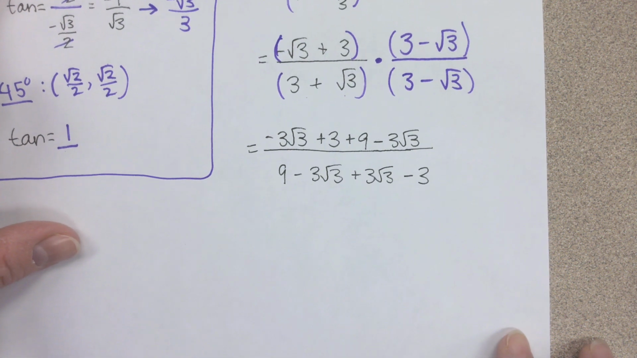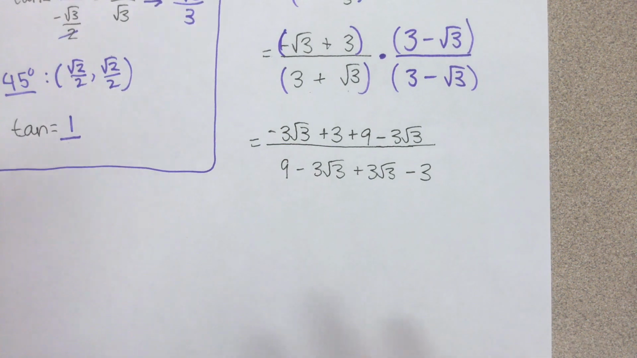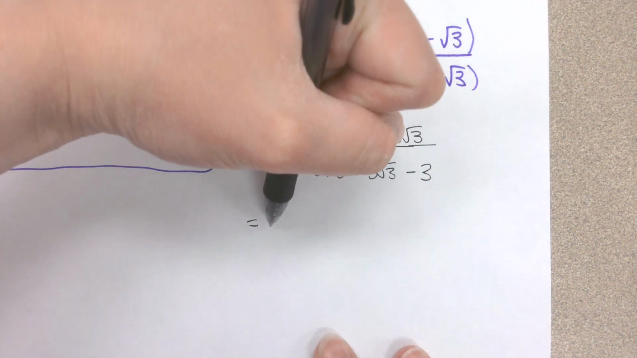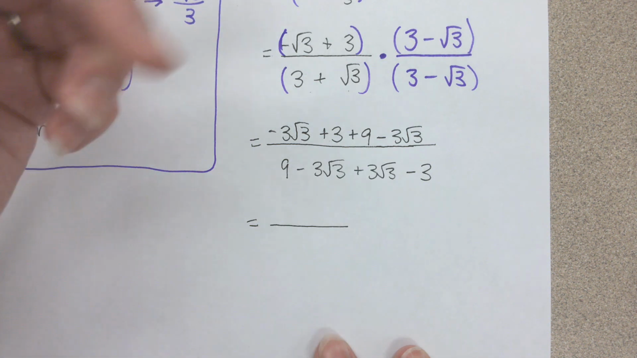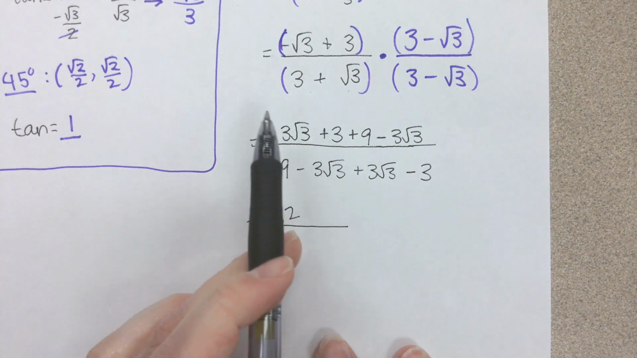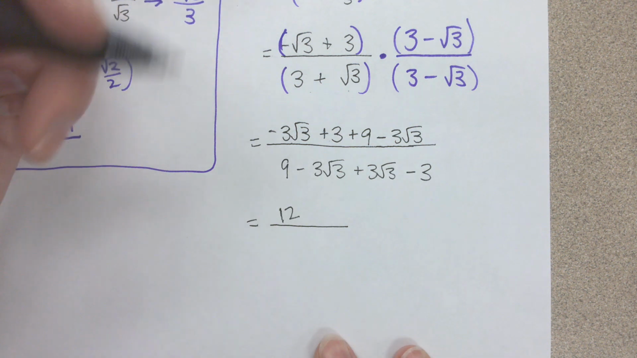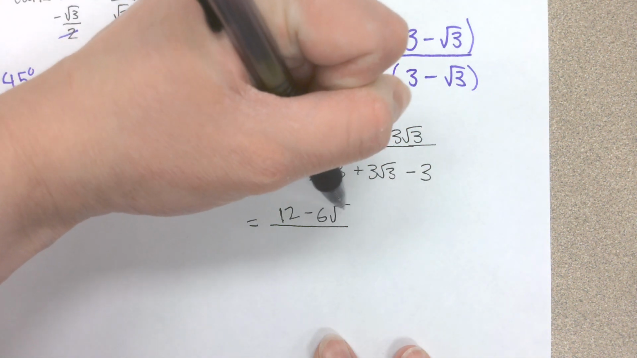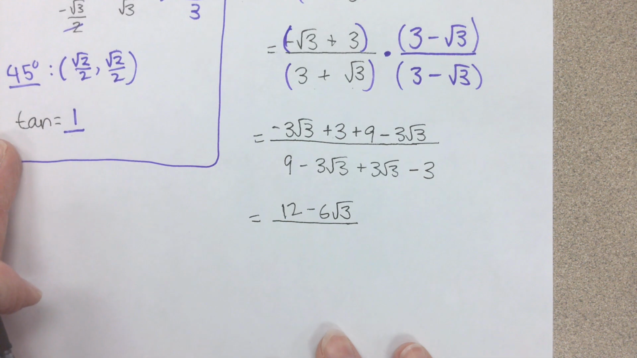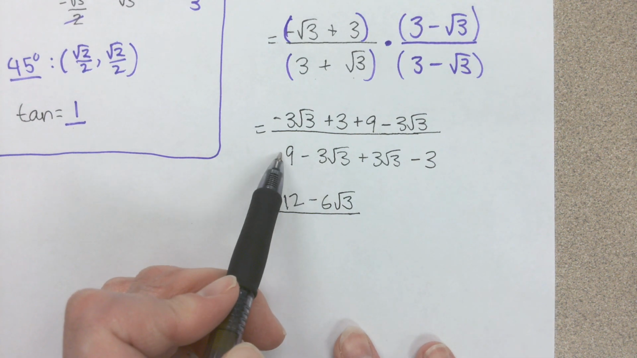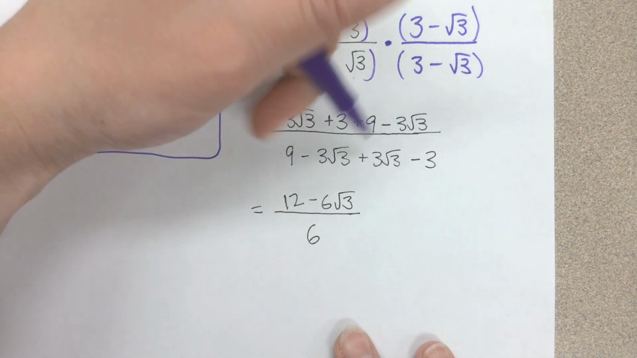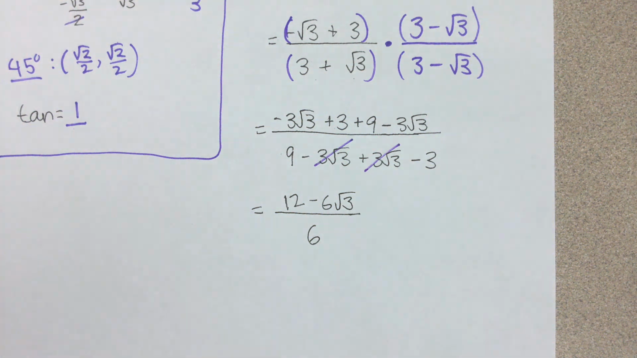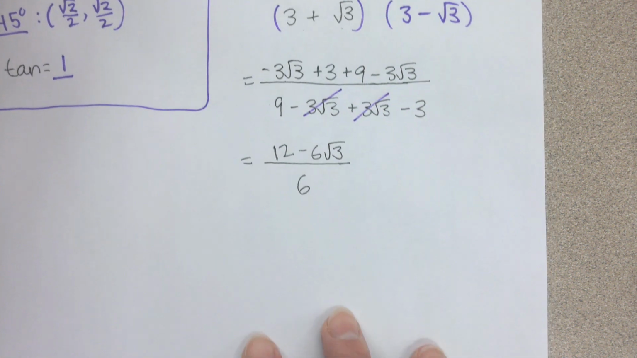We're on the home stretch here. A couple more steps. Let's do the whole numbers first. 3 and 9 will give us 12. Negative 3 rad 3 and negative 3 rad 3. That's negative 6 rad 3. Just combine the numbers in front. On the bottom, 9 minus 3 is 6. And then these should cancel. If they don't, a mistake has been made. Negative 3 rad 3, positive 3 rad 3. Here's where we're at, and I just need to simplify.